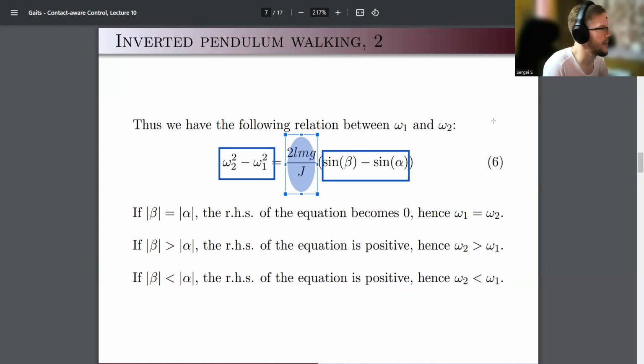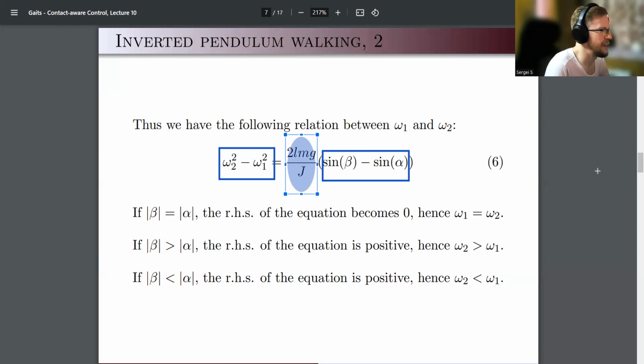Okay. All right. Now, on the left-hand side, what we have is two squares and the difference between them. On the right-hand side, we have two trig functions, sines, and the difference between them. Sine for any angle which is less than 90 degrees is positive. So both of those are differences between two positive numbers.